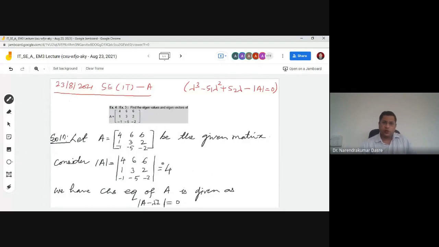Now I want to guess what the eigenvalues are, what will be the roots of this polynomial or this equation. I know the product is going to be 4. So what is the sum here? What is the sum of the eigenvalues? The sum of the eigenvalues is nothing but the sum of the diagonal elements. So check these diagonal elements: this is a diagonal element, this is a diagonal element, and this is a diagonal element. What is the sum of these diagonal elements?